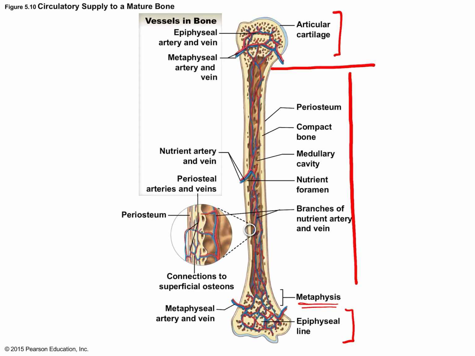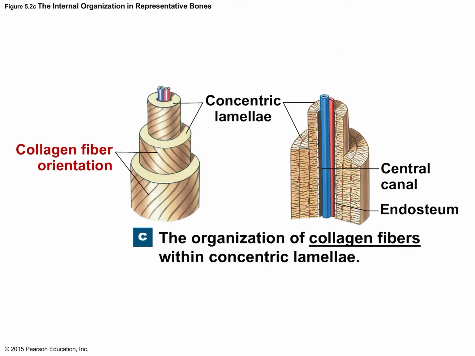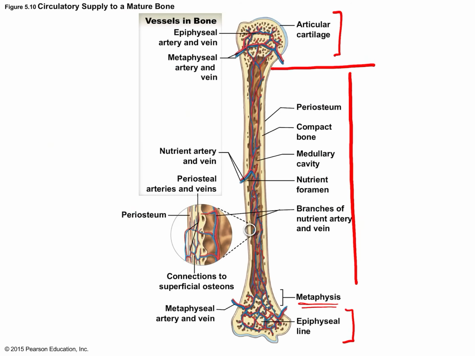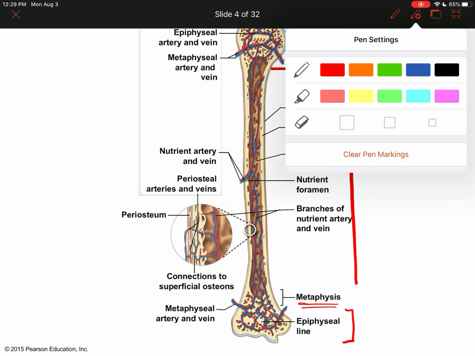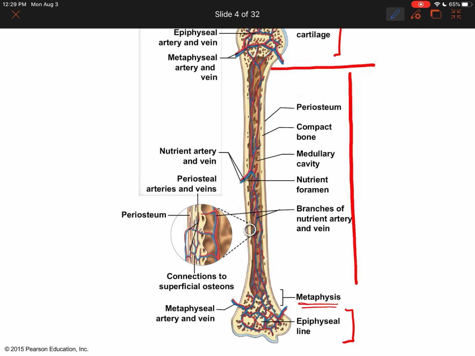Then we have medullary cavity with yellow marrow. So I pointed that out earlier. Okay, so the medullary cavity we talked about earlier being a space within a long bone filled with yellow marrow. And again, you should know yellow marrow is fat, okay? Yellow marrow is a storage place for fat, adipose.